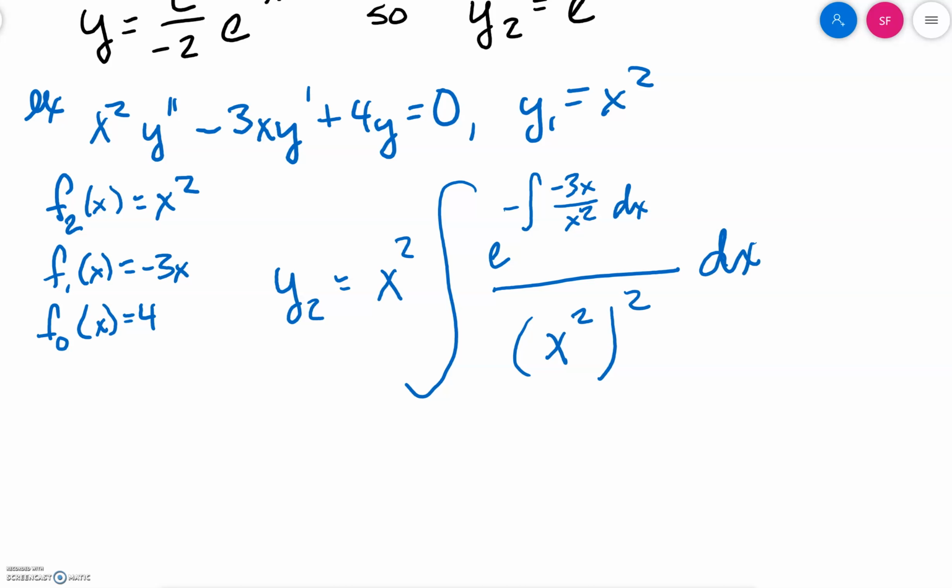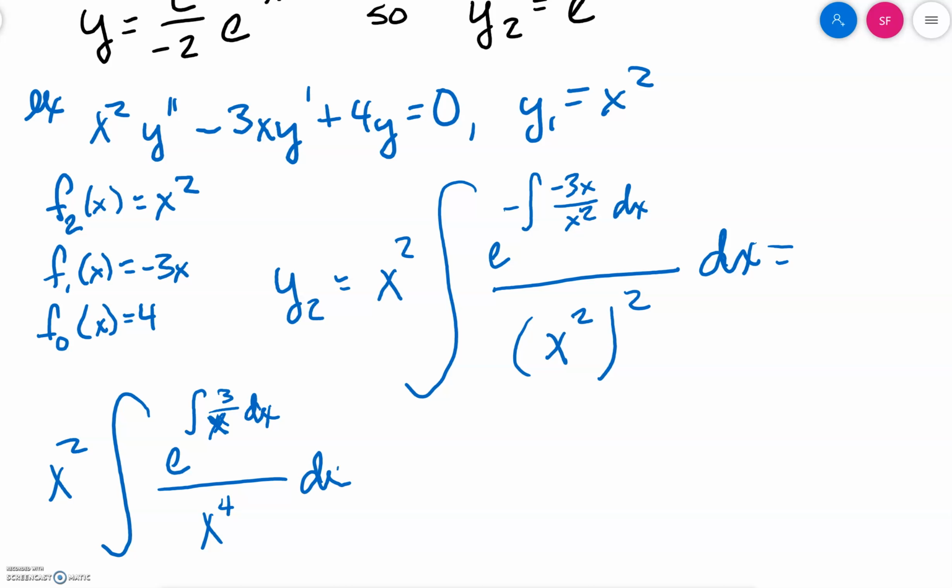Okay, well, let's hit this integral first. So x squared times the integral of e, and the double negative makes that a positive. So now I've got 3 over x dx over x to the 4th dx. So the integral of 3 over x is 3 natural log. So I've got e to the 3 natural log of x over x to the 4th.